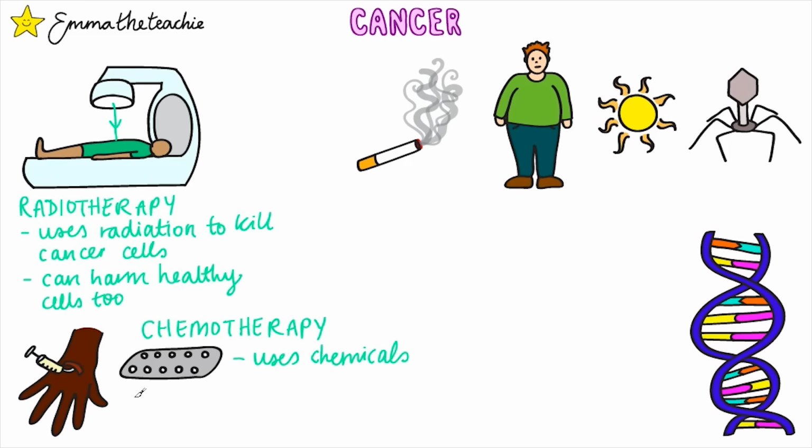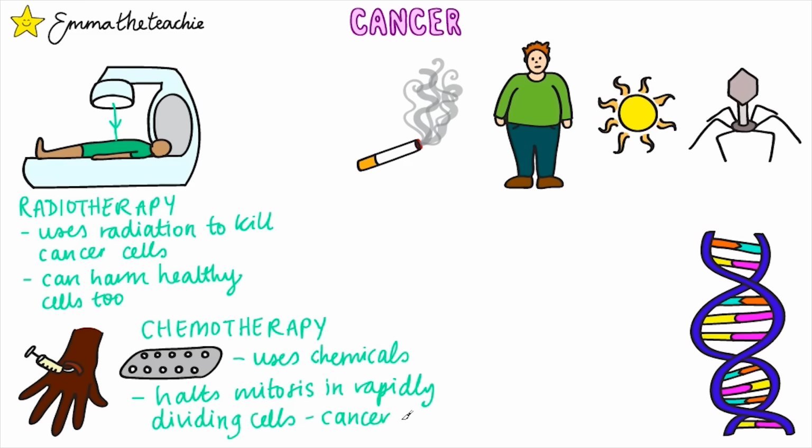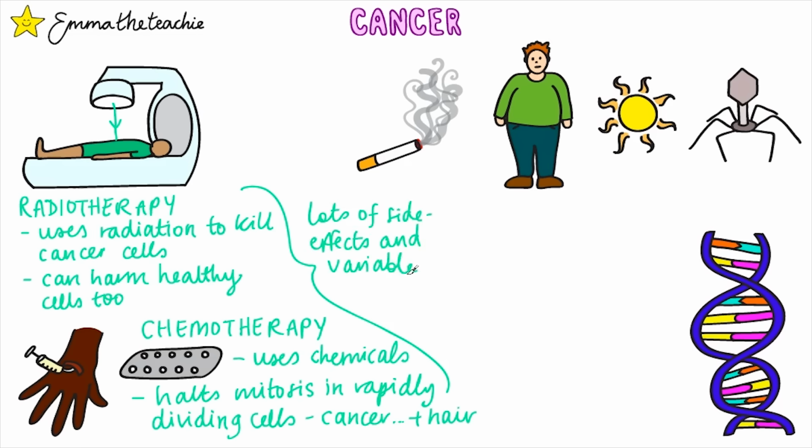These chemicals work by halting mitosis in rapidly dividing cells, i.e. cancer cells. Unfortunately, cells like your hair cells are also rapidly dividing, which is why patients undergoing chemotherapy can often lose their hair. Both treatments have many side effects, and the results can be quite variable from person to person.